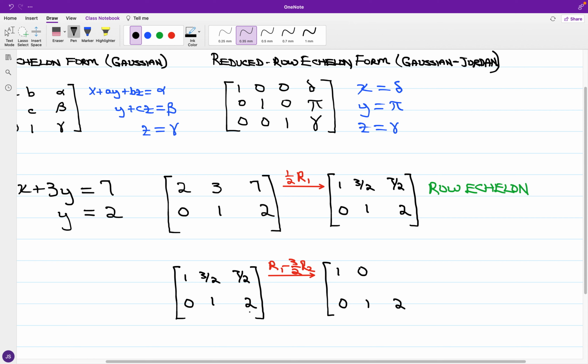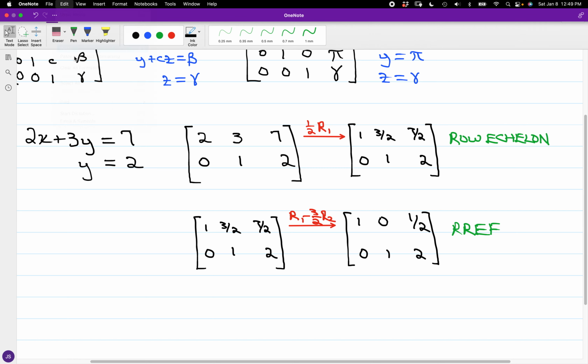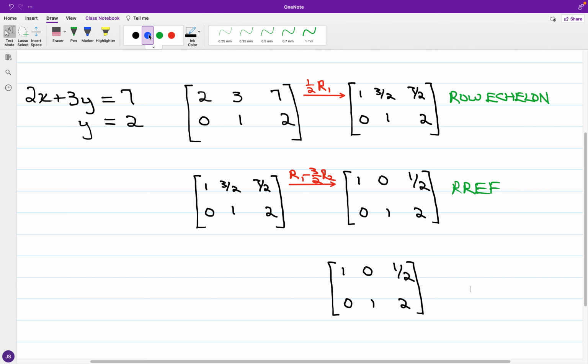For this case, you have 7/2 minus 3/2 of 2. So it would be 7/2 minus 3, or 7/2 minus 6/2. And so we're going to have 1, 0, 1/2. That's going to be the reduced row echelon form. In terms of the solutions, we have 1, 0, 1/2, so x is equal to 1/2.